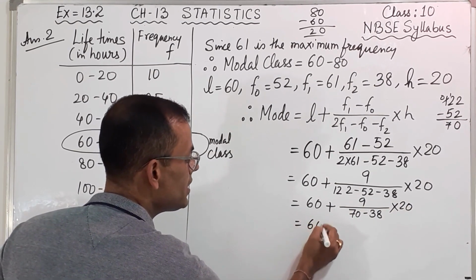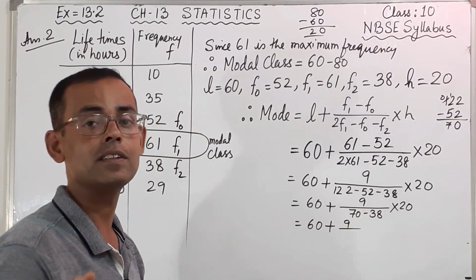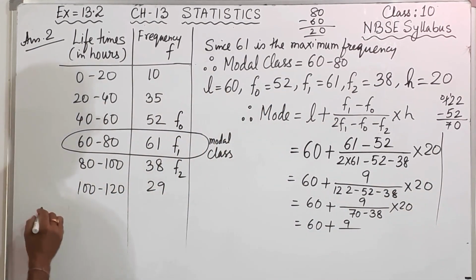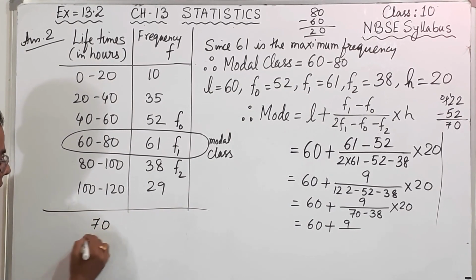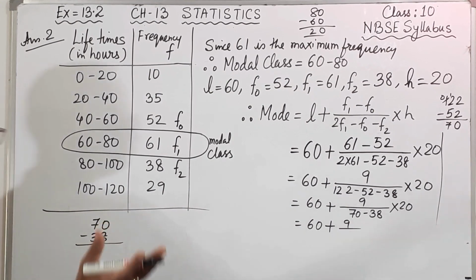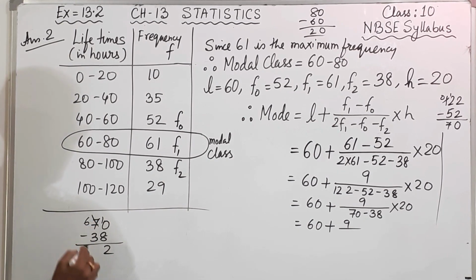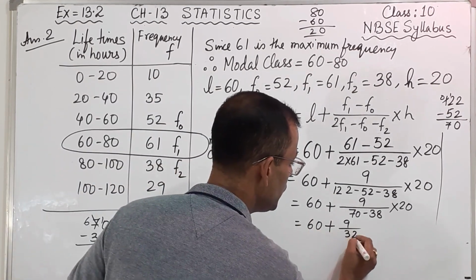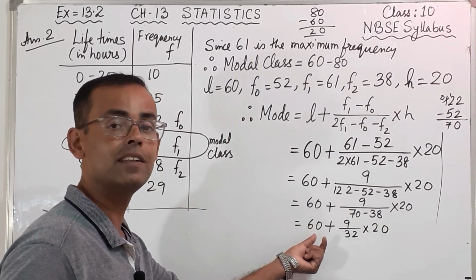Then we can write 60 plus 9 by. Now 70 minus 38. This also you have to do rough. Let me do the rough here only. So 70 minus 38. You can do it orally also. If you cannot, you can do rough. So here I will borrow. It will become 6. Here 10. So 10 minus 8, 2. And 6 minus 3, 3. So what you get? 32 into 20. Clear?